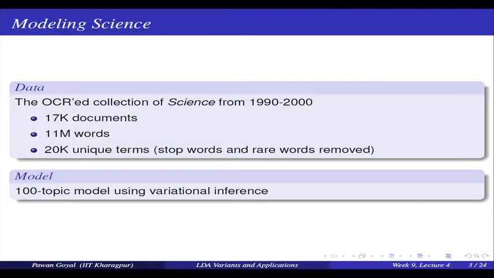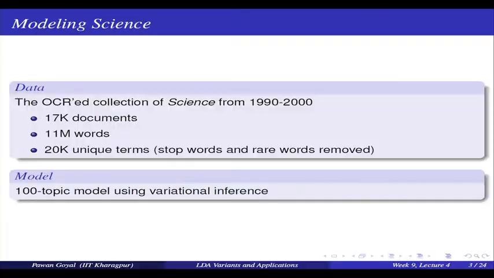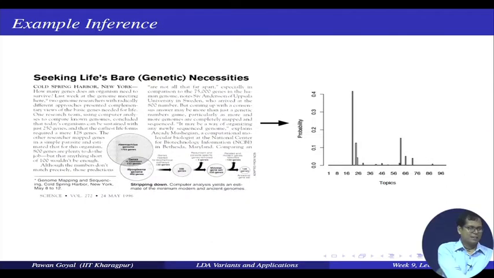Once you have run your model with 100 topics, you can use either Gibbs sampling or variational inference. These are two different possibilities for estimating your parameters. Once you have done that, try to see what your documents look like, what the topic distributions are. Remember this was the article that we were looking at, seeking life's bare necessities, and this was genetic in the parenthesis. So we found 3-4 topics there, right?